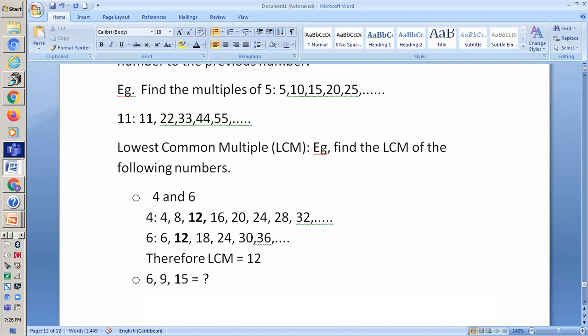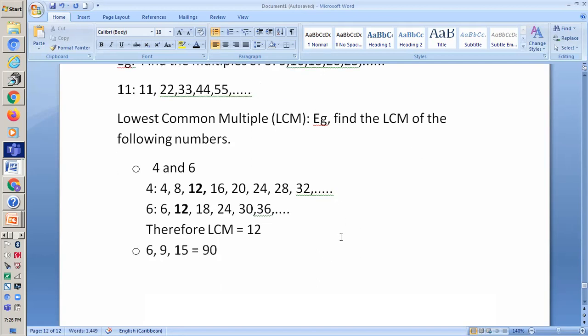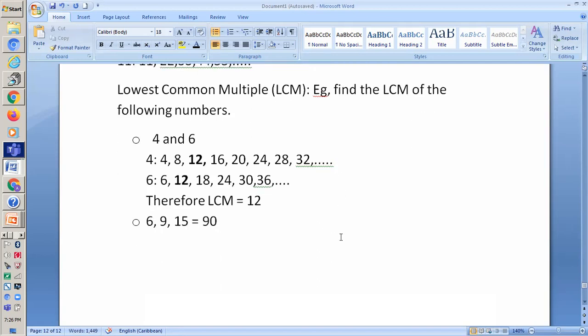Sir, 3. 3? Yes. Sure? I get 90, sir. Come on, it's 90. Yeah, 90 it is. 90. I don't understand how you get 90. All right, tell me, explain how you get 3.